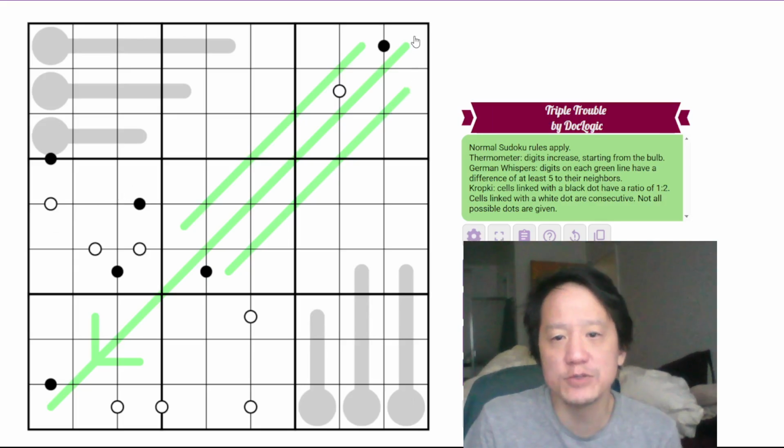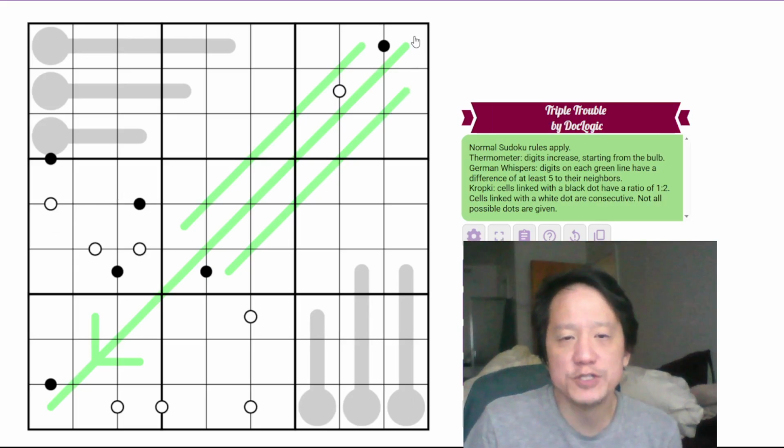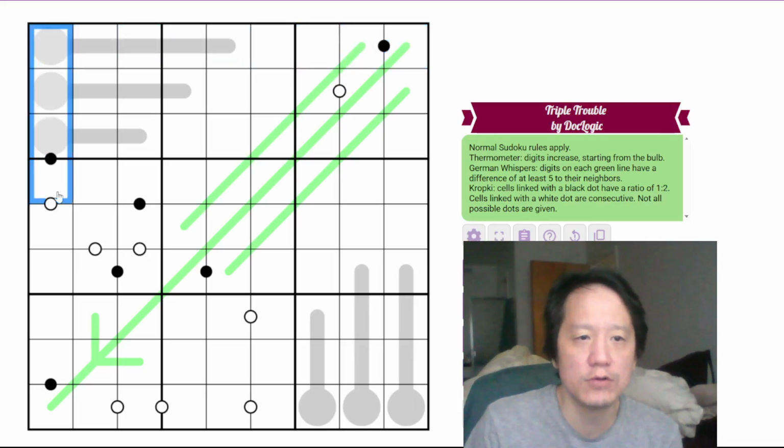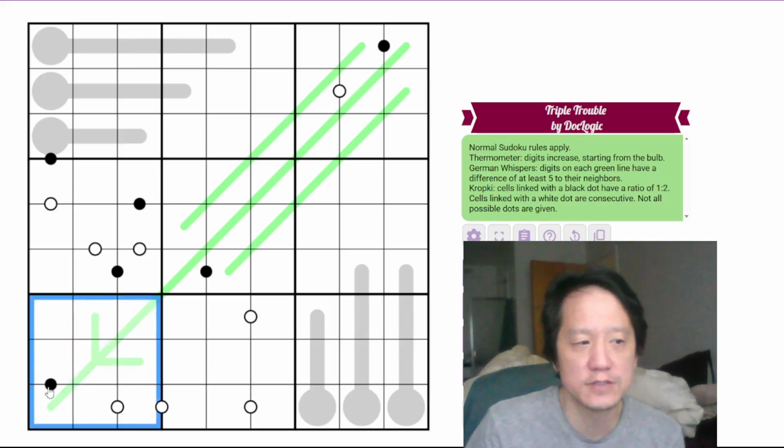Normal Sudoku rules apply, which means fill the entire grid with the digits 1 through 9 such that there are no repeats in any row, column, or designated 9-cell region. Ooh, we can get a region here. This is the 9-cell region.